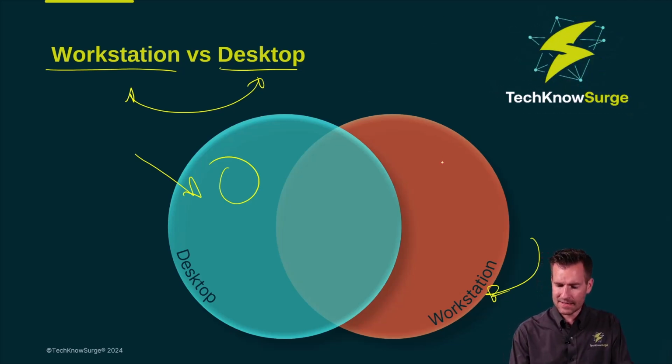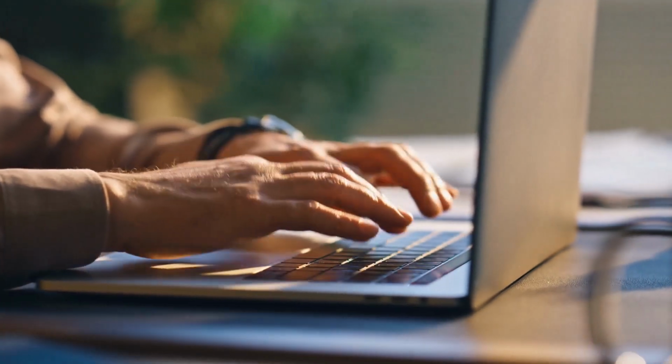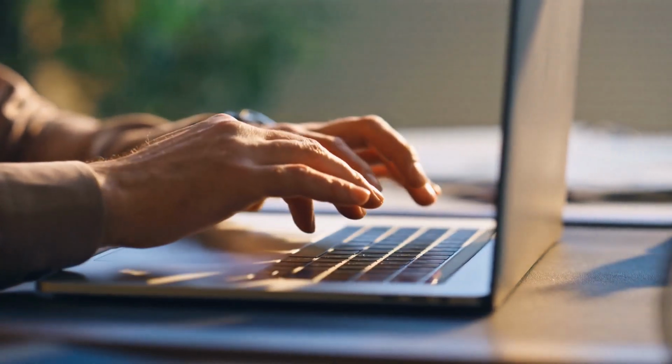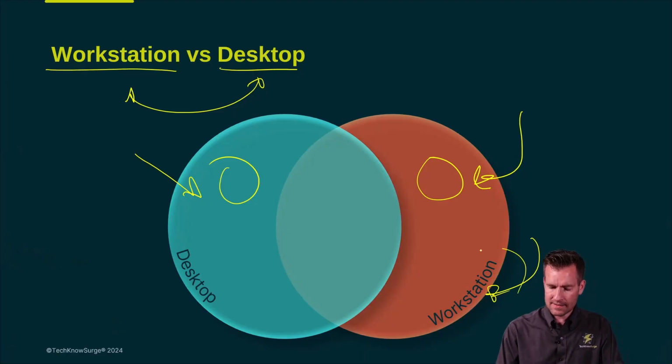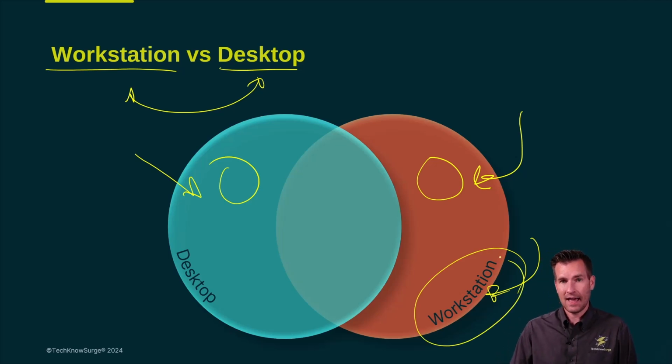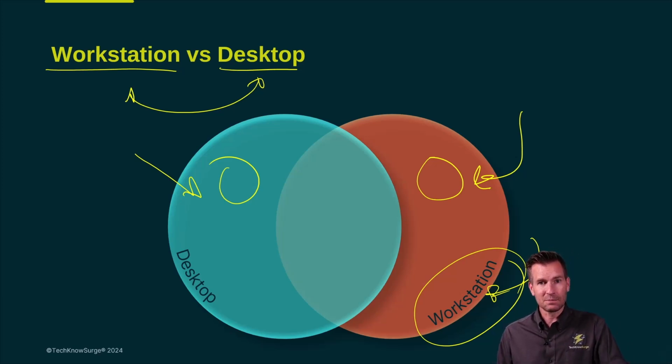Same thing, I could be supplying laptops to my end users, in which case it's not a desktop, but I would consider those workstations because even though they're taking them home with them, they have a spot at work where they're setting up, and that's where they're doing all their work at. So the lines get a little blurry here, but there's a lot of overlap between these two terms.